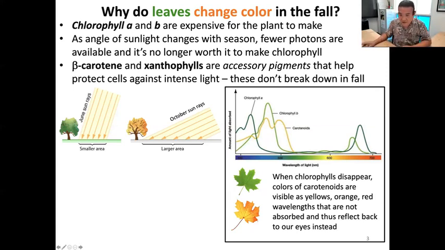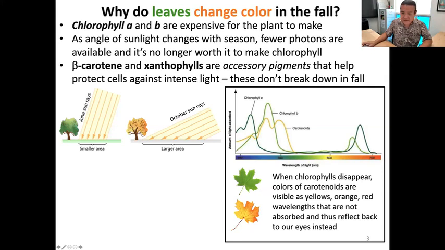The carotenoids, you can see, right? They absorb much of the blues and more of the greens, right? But they're not sensitive to the yellows, oranges, and reds. So guess what, right? Those wavelengths of light bounce back from the carotenoids, and we see them as the colors, for example, the fall foliage, right?